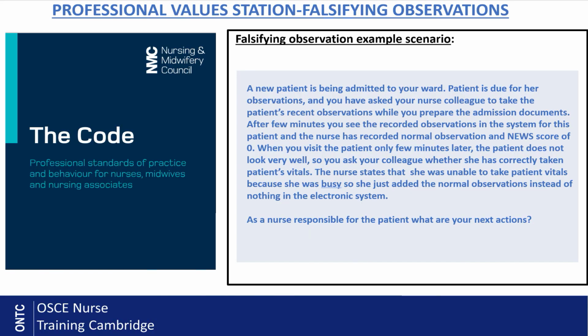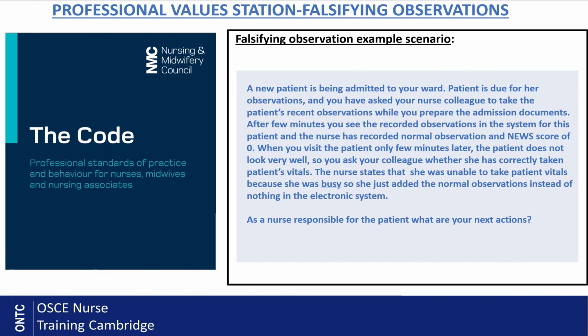Okay, so we're going to read the scenario together now on the screen. A new patient is being admitted to your ward, and this patient is due for their vital signs observations. You have asked one of your nursing colleagues to help you with the observations and take the patient's vitals while you prepare their admission paperwork. After a few minutes you see in the system that your colleague has done the vitals for the patient, and they have recorded a normal set of vitals, and the NEWS score is 0. Okay, so that's all okay.